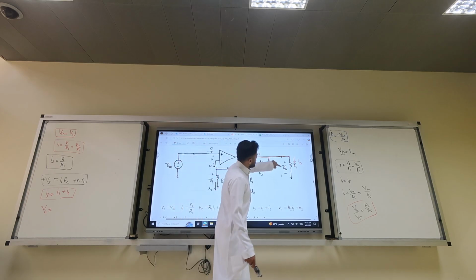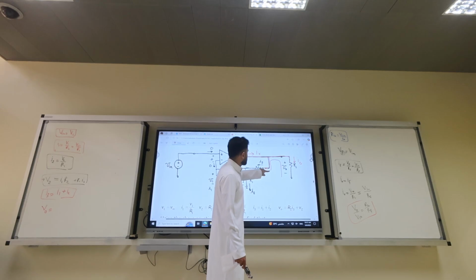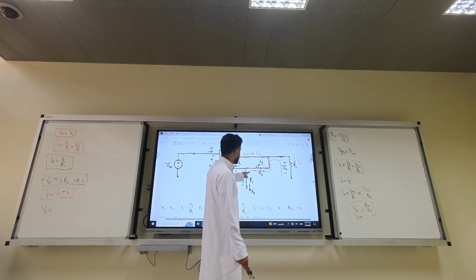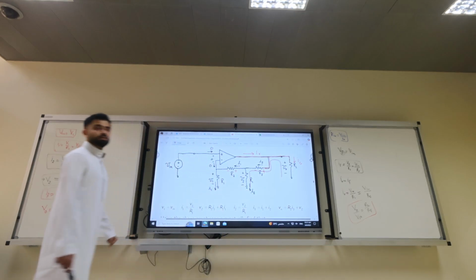Plus V output. No, don't do it. I want to see the path first. Oh, is this a good path? Yes, it's a good path from the front. Huh? They can open.